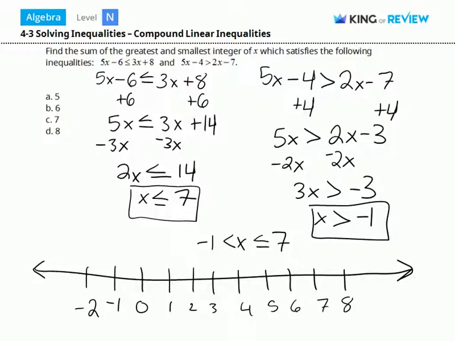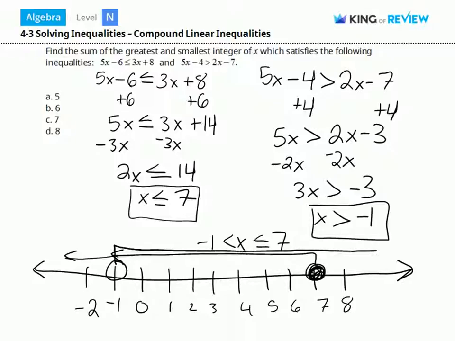So our first inequality, x is less than or equal to 7. We have a closed circle at 7. And our arrow is going to the left. And then for x is greater than negative 1, we have an open circle at negative 1, and our arrow is going to the right. So I'll use the color red to show the points where our two inequalities intersect. It will be the region in here.